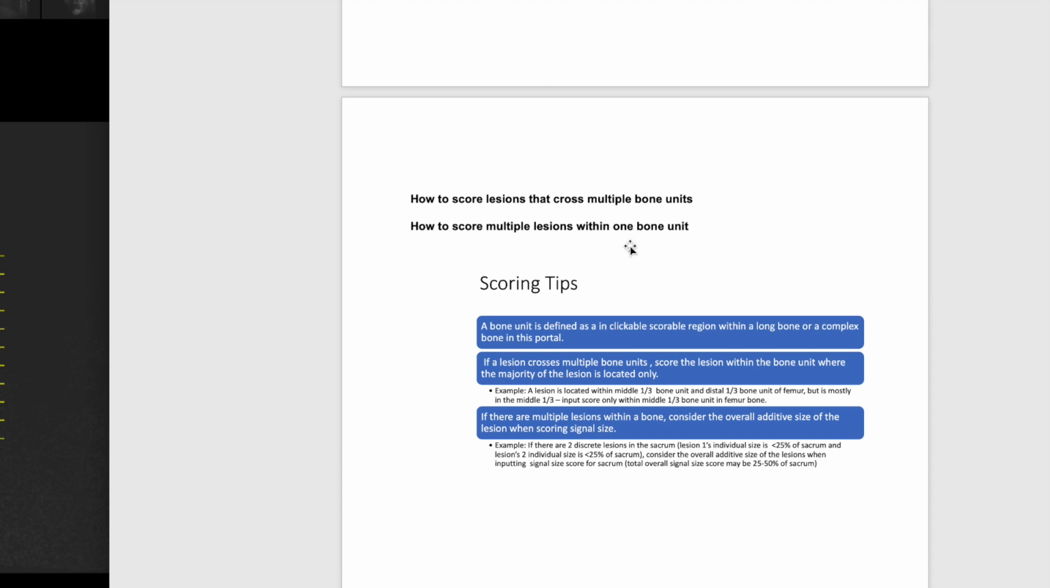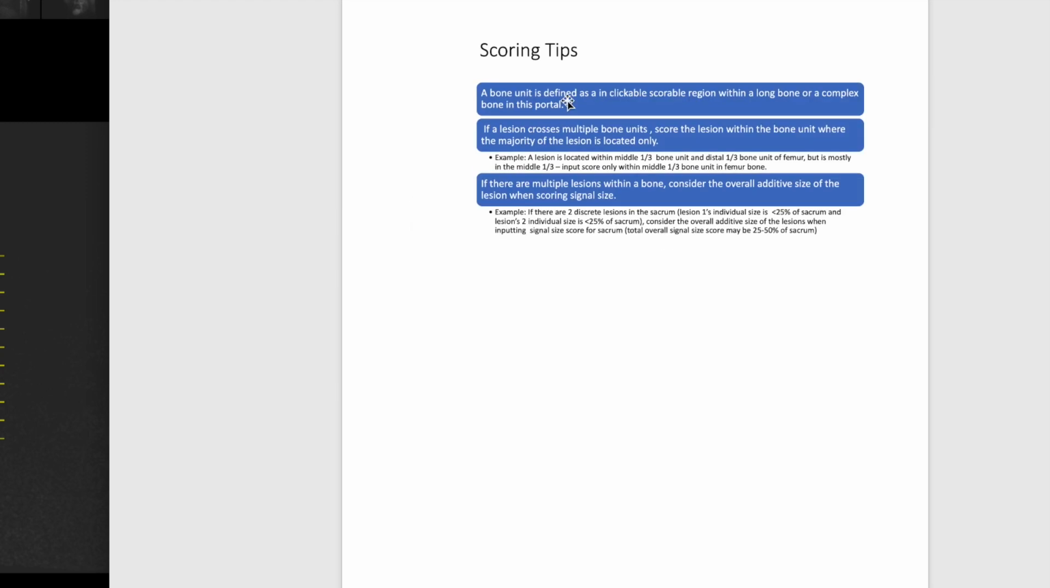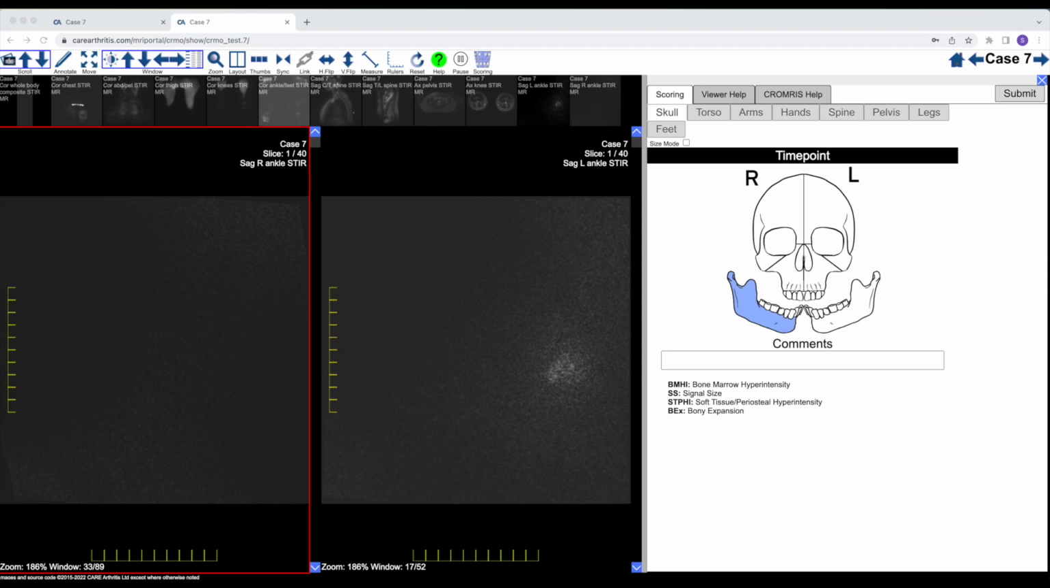If there are multiple lesions within a bone, consider the overall additive size of the signal abnormality when scoring the signal size. So if there are 2 discrete lesions in the sacrum, and it's less than 25% of the sacrum, consider adding those sections up. So let's take a look at this in practice, and we can get an idea of what we're talking about.